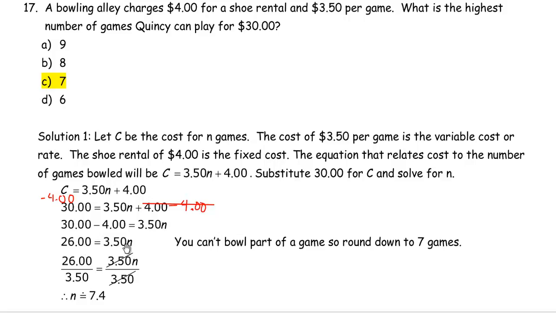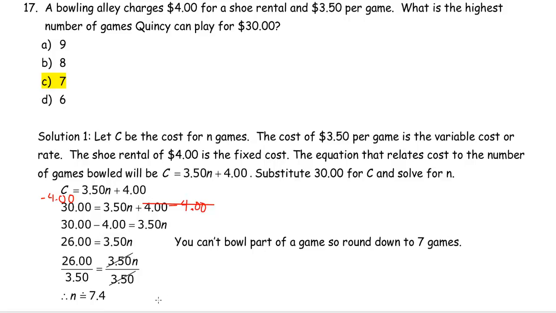To isolate n, now that I have the 3.50n term alone, I can get rid of the 3.50 by dividing both sides by 3.50. The 3.50s divide out on one side. We have to do the same thing to both sides, so the 26 also gets divided by 3.50, which is 7.4. Now, you can't bowl part of a game, so we would round this down to 7 games.